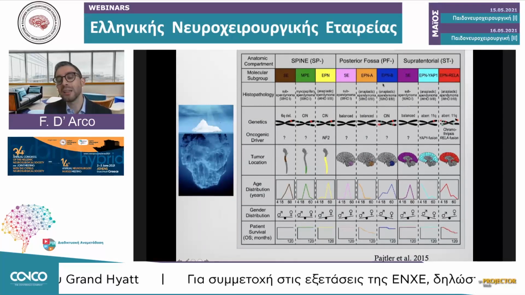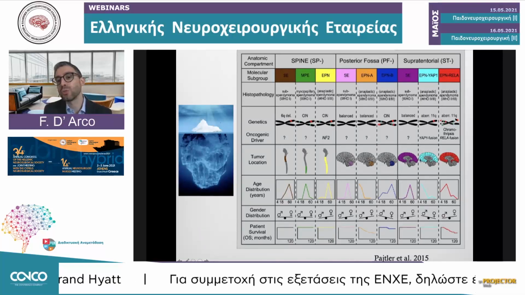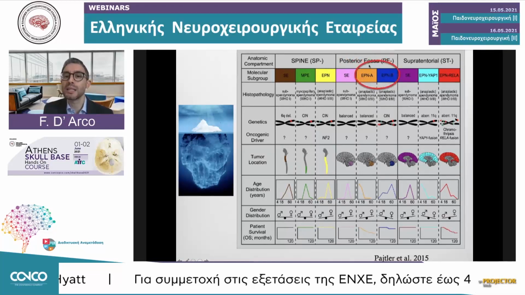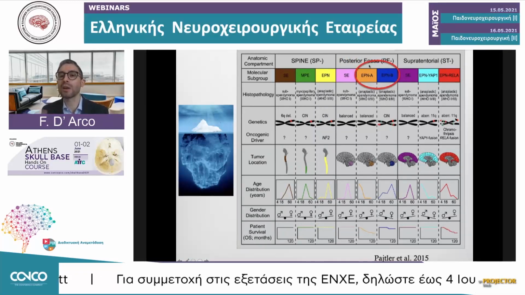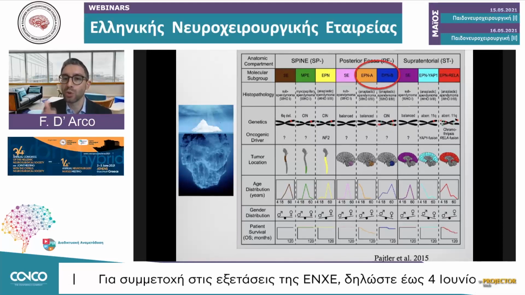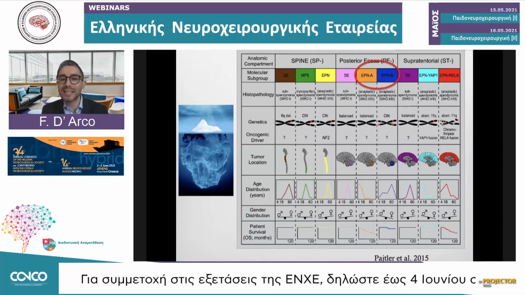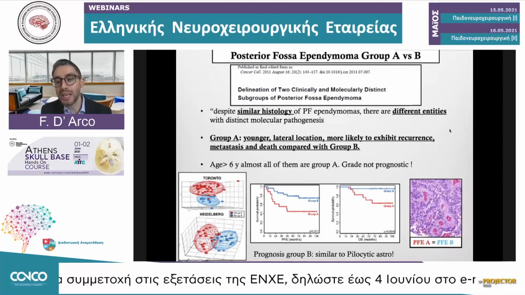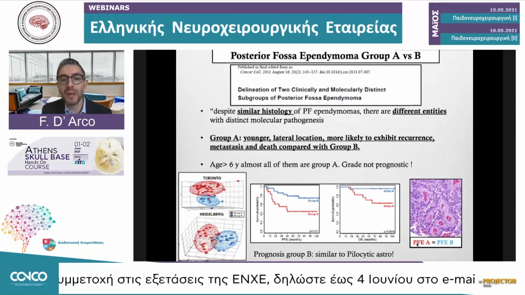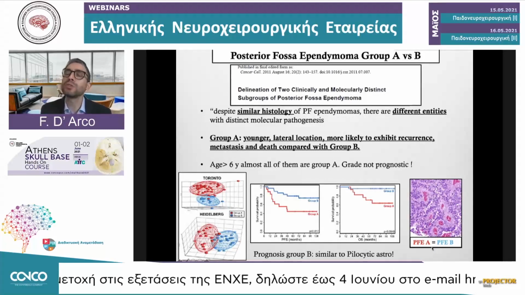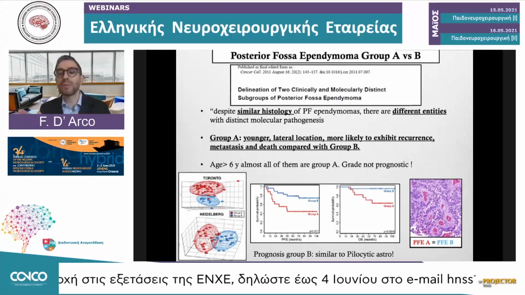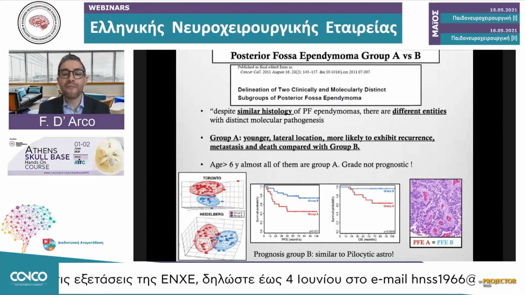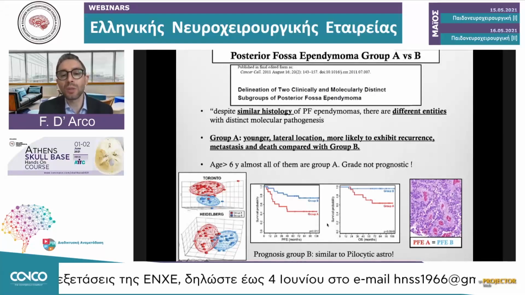You see how many in the spine, posterior fossa, supratentorial. I just want to stress the posterior fossa. So now there is again a molecular classification of the ependymoma in the posterior fossa, group A and group B. They look exactly the same on microscope, exactly the same. Just the group A is very bad. The group B, similar to pilocytic astrocytoma. So things that before we looked at under the microscope and classified the same, now we know they are different and they have very good or bad prognosis depending on the molecular profile.